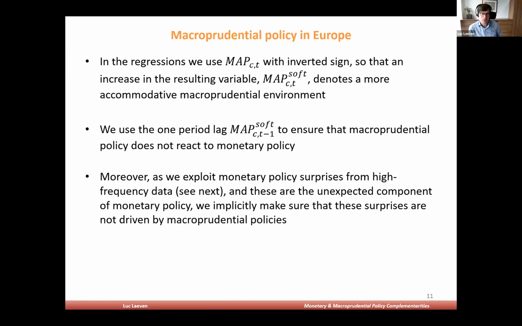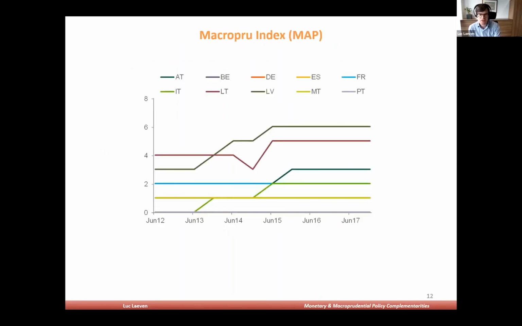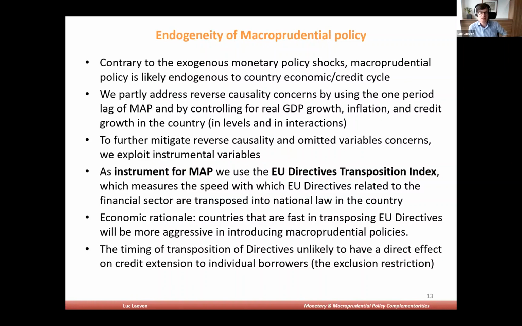First, we lag the macroprudential policy variable 1 period. And we also include controls that capture the influence of the economic and credit cycle: credit growth, GDP growth, and inflation. Of course, there may still be some remaining concerns around endogeneity, and that's why we go one step further, and we have also developed an instrument for macroprudential policy that is constructed on the basis of the transposition of EU directives in national law.